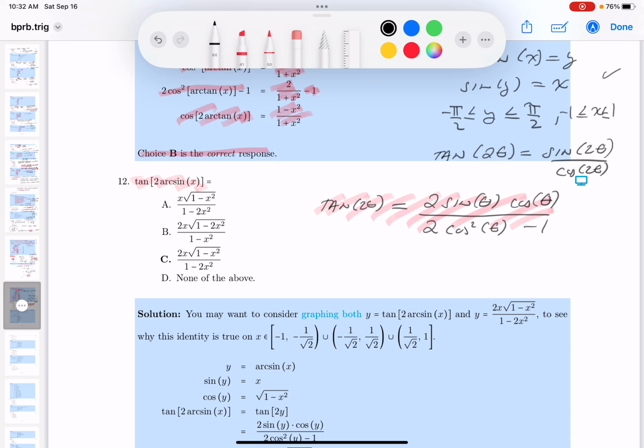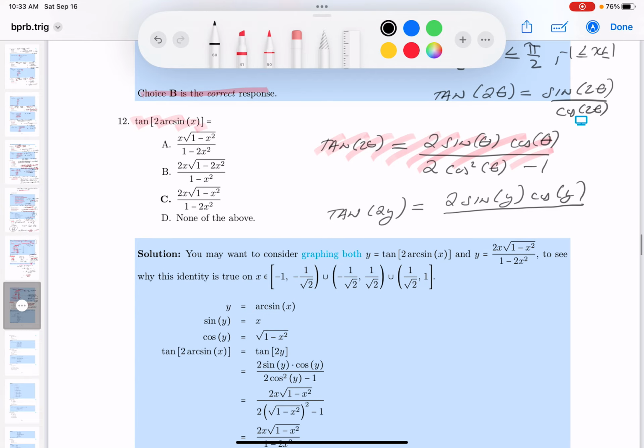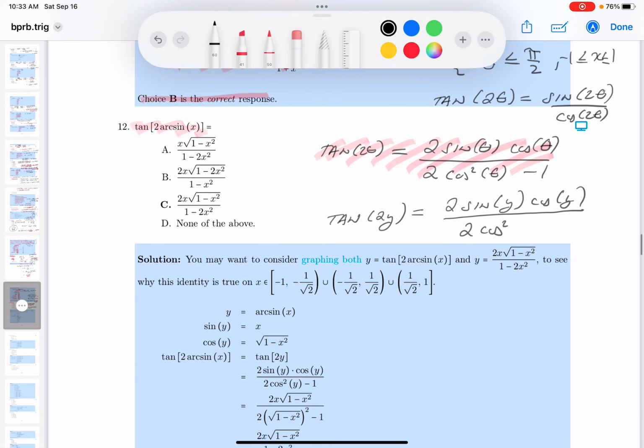So the first thing I would do is write down that this is the tan of 2y, with the understanding that y is arc sine of x. I clearly see that right as an original problem. What does that give me? 2 sine of y, cosine of y. And what do you get in the bottom? You get 2 cosine squared y minus 1. All right? Then I'm going to say, that is not like it's in the key, by the way. I just don't see that.